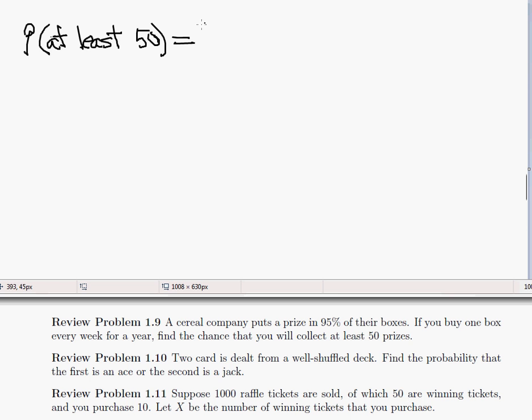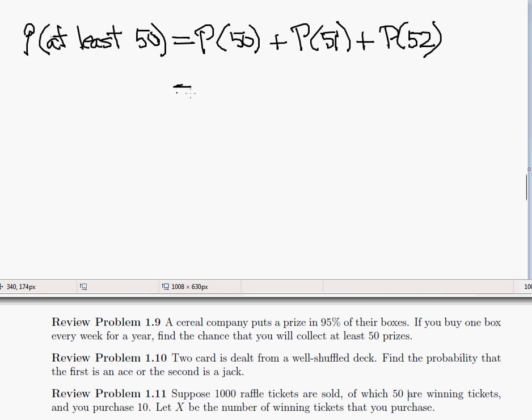Well, the chance of at least 50, there are three possibilities. You could get 50 successes, or you could have 51 successes, or you could have 52 successes. Now let's figure out each of these in turn.